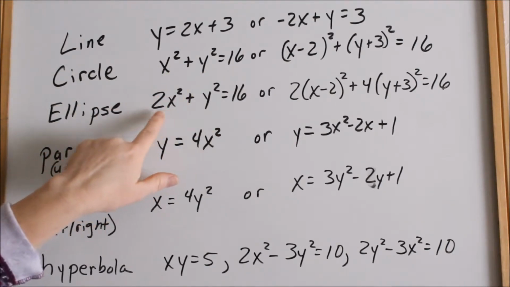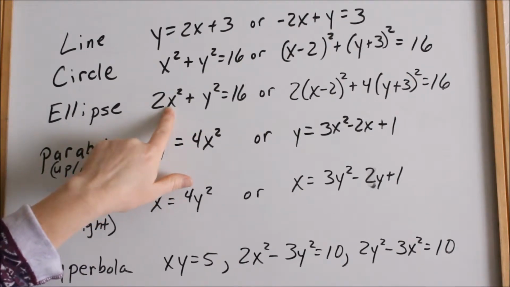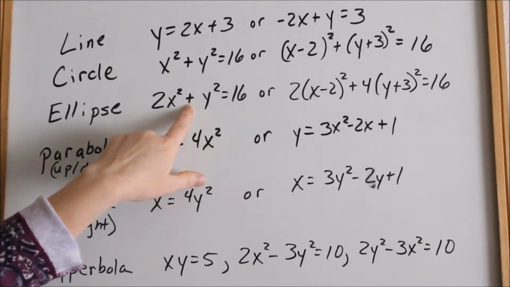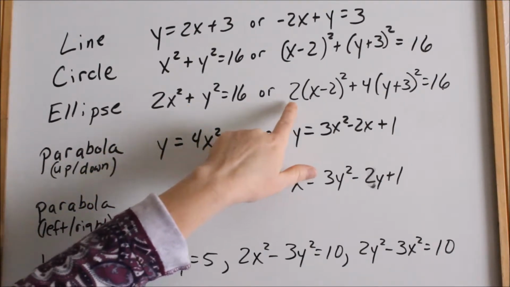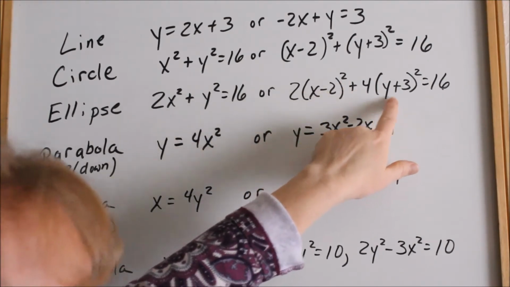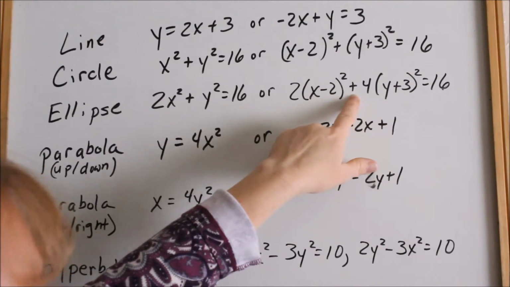For an ellipse, your coefficients are different. Your x and y are still squared, but your coefficients are different, and there is still a plus sign in between the x squared and y squared term. It could take on this form as well. The x still has a squared exponent, the y still has a squared exponent, your coefficients are different, and there's a plus sign in between.